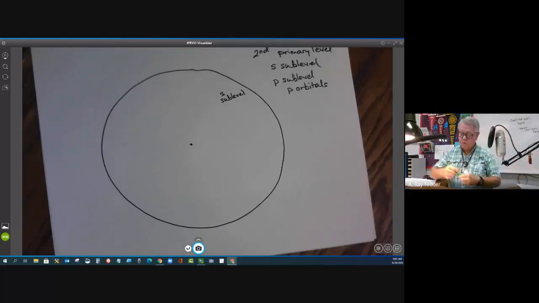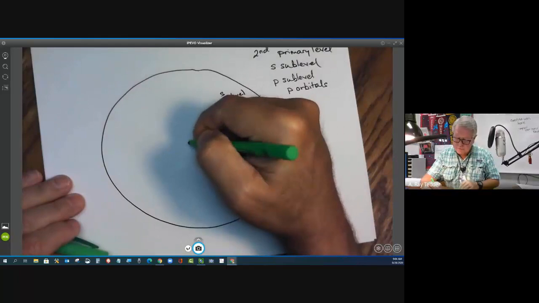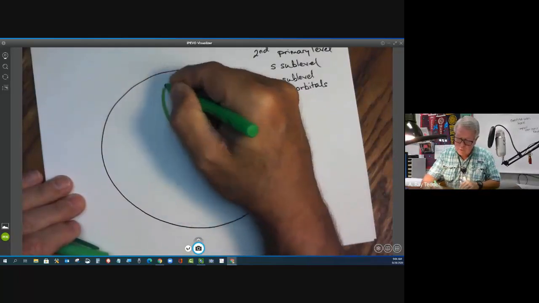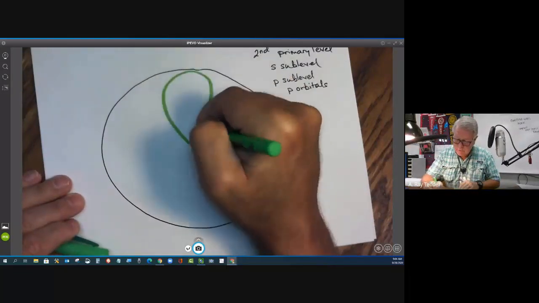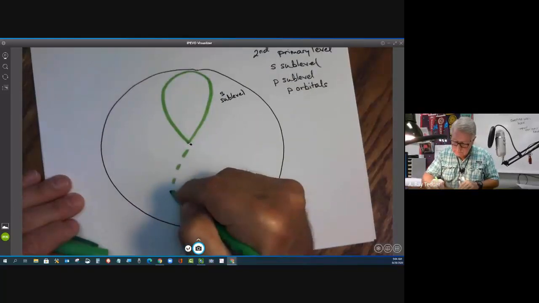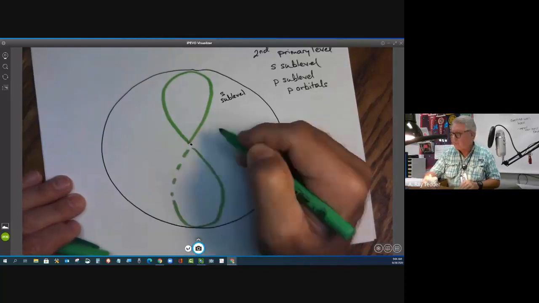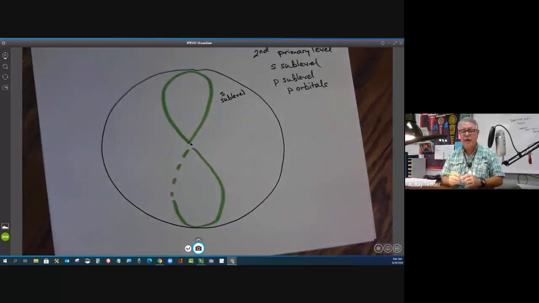We'll call the p sublevel is going to be made up of 3 orbitals. So I'm going to have one orbital that looks like this. So this double balloon shape is a p orbital, all right?